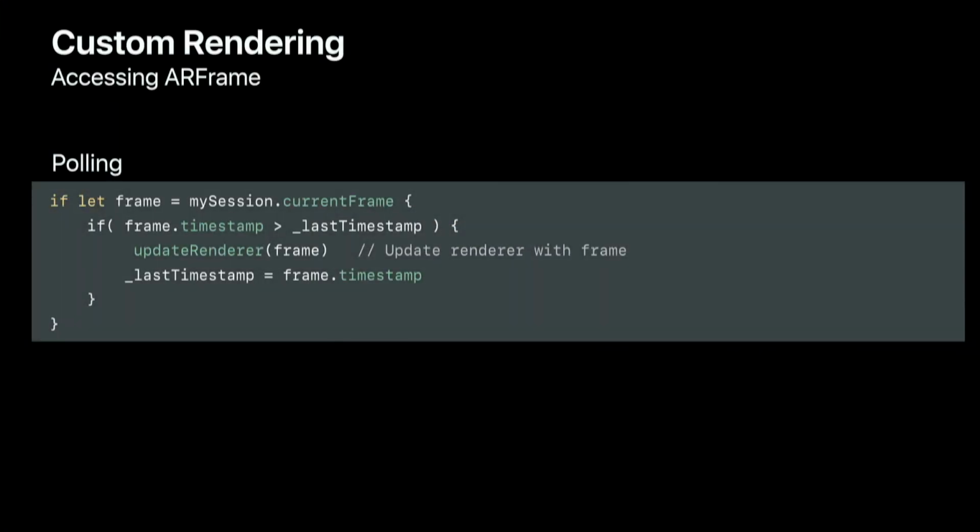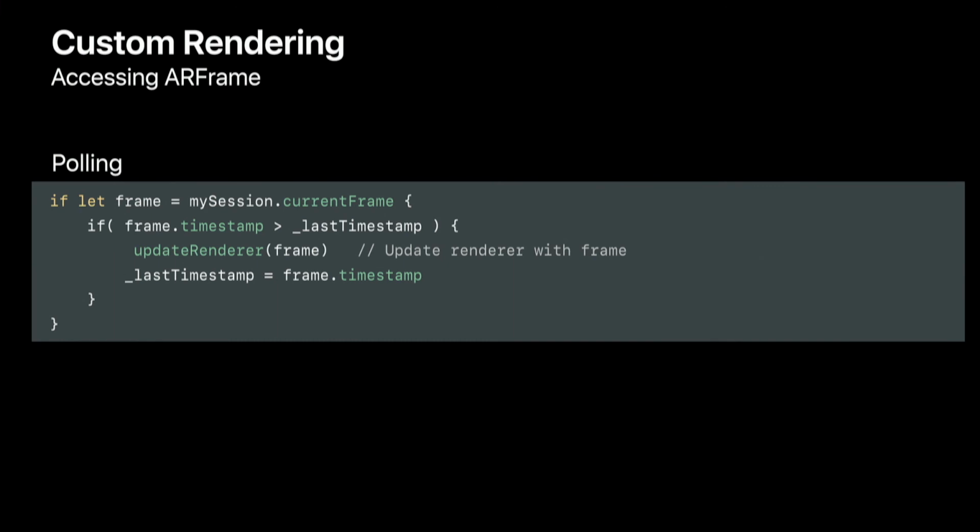All this information is contained in an ARFrame, and you have two ways to access this ARFrame. One is by polling the currentFrame property on ARSession. So if you have your own render loop, you could use this method to access the current frame. And then you should also take advantage of the timestamp property on ARFrame in order to avoid rendering the same frame multiple times.